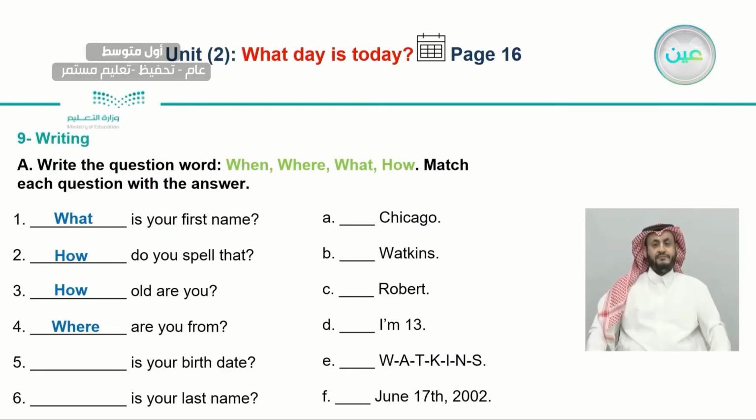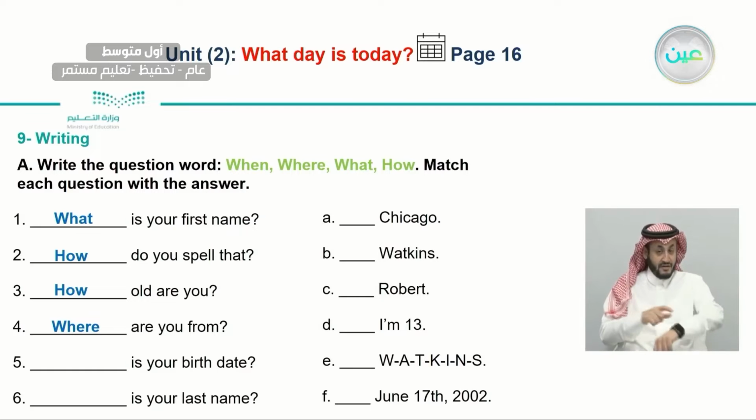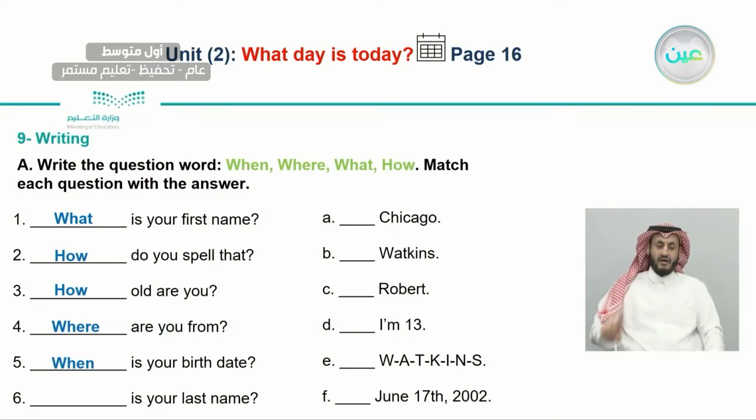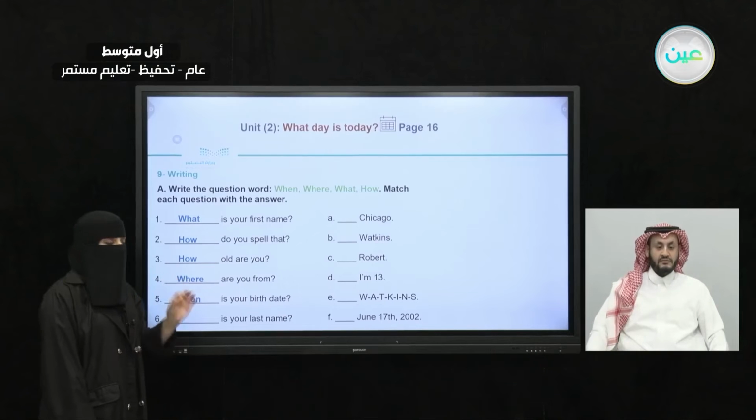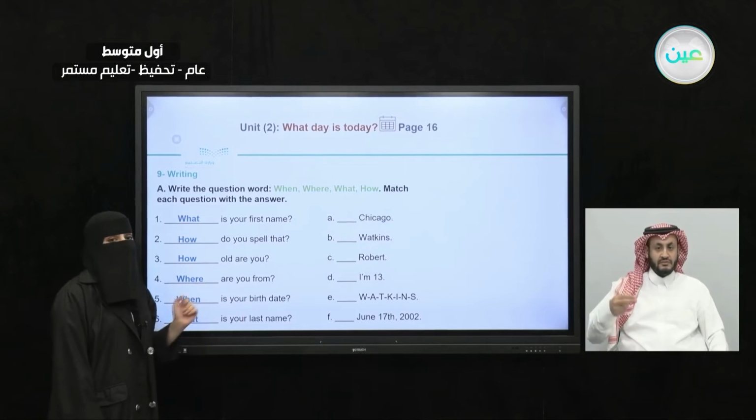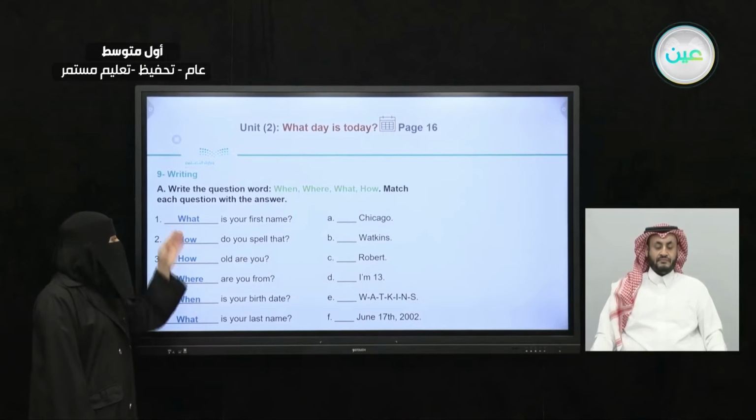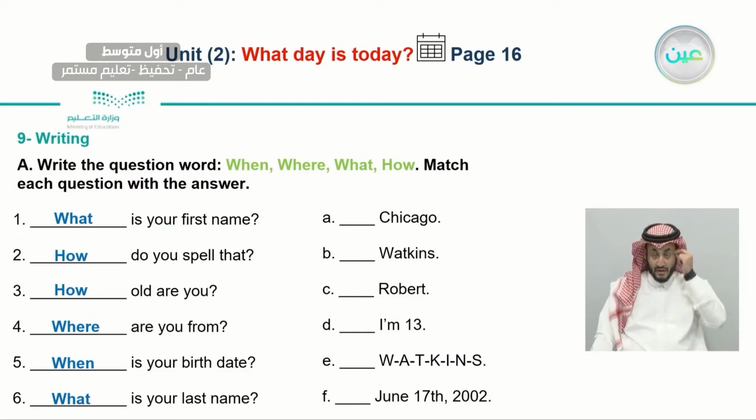Where are you from? Space is your birth date. It's time, right? Isn't it? So when is your birth date? Good job. Number 6, space is your last name. Do you see the similarity here? We're asking about the same information. It's a new information. So the correct question word is, what is your last name? Good job. Make sure you have the correct answers.